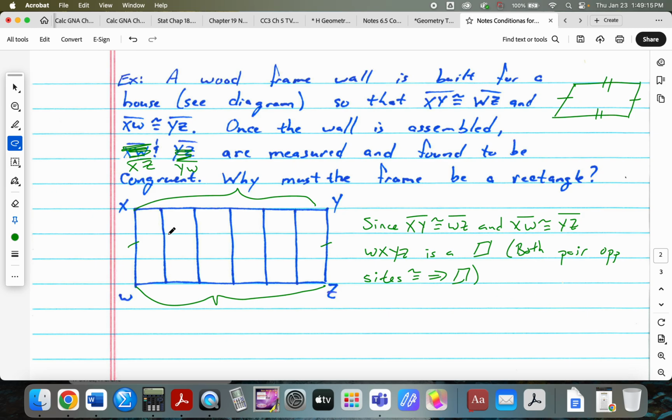Then XZ, that's a diagonal, and YW is also a diagonal. So since XZ is congruent to YW, WXYZ is a rectangle, because a parallelogram with congruent diagonals must be a rectangle.